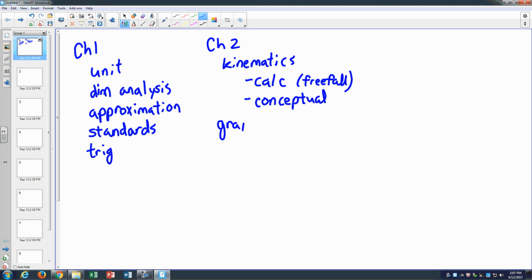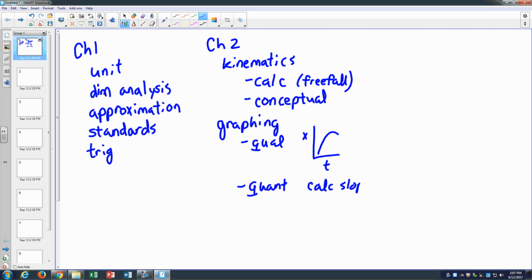Graphing, which is still kinematics, but in my mind I separate it a little bit. And then we'll have qualitative. That is where you have your x versus t, and I ask you to describe that graph or to translate it into a v versus t. And then quantitative. That is where you have to calculate the slope or area in order to provide some physical value. What is the velocity? What is the acceleration? Kinematics, graphing, that's it. Okay?